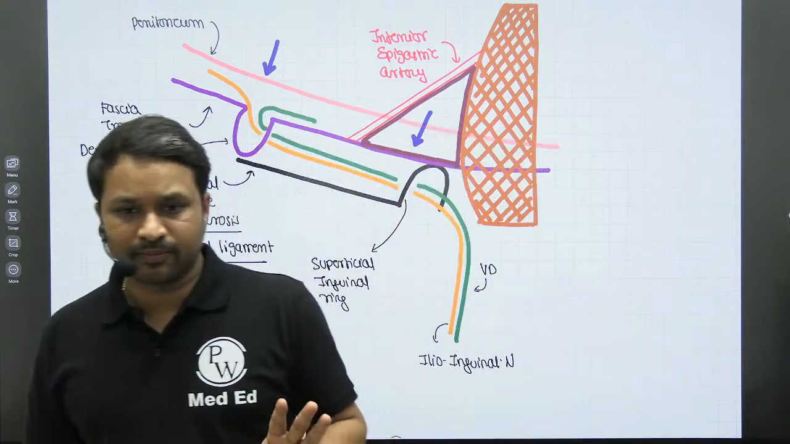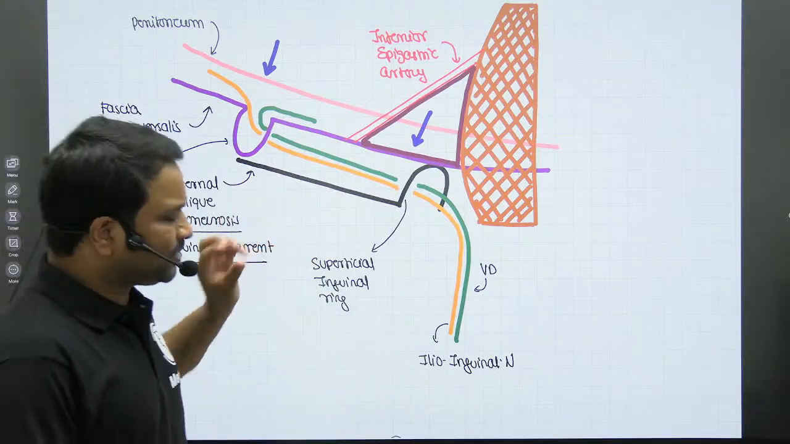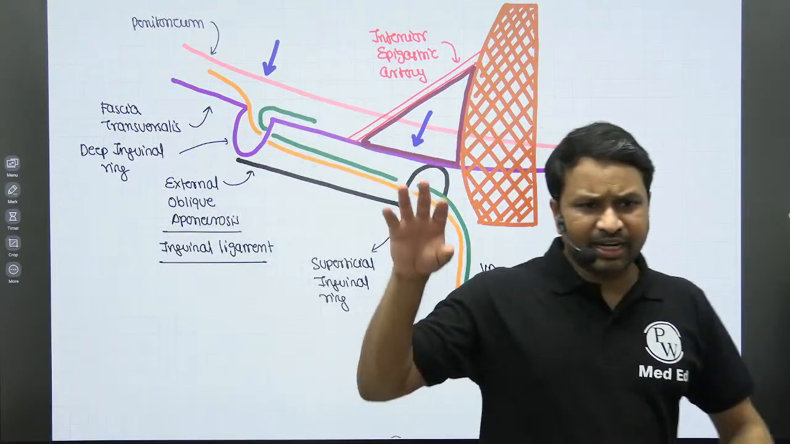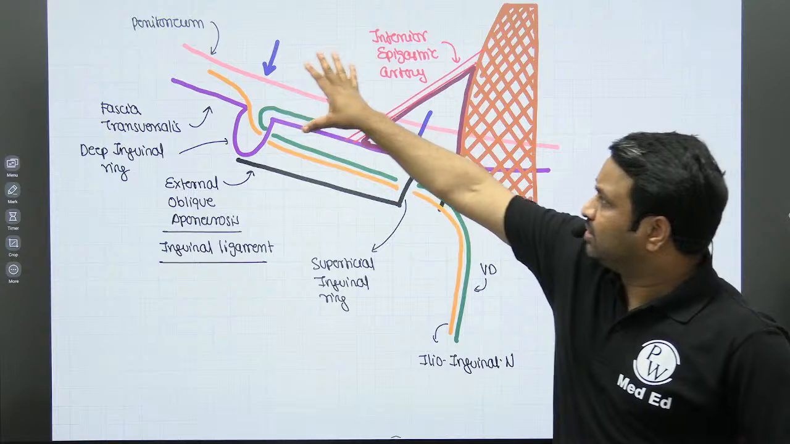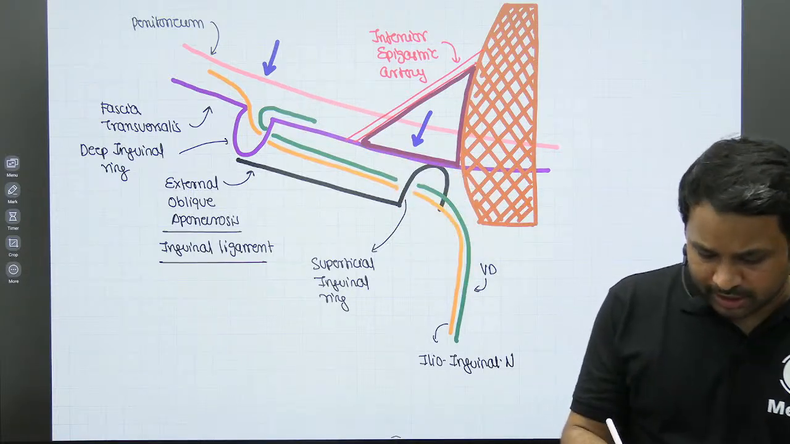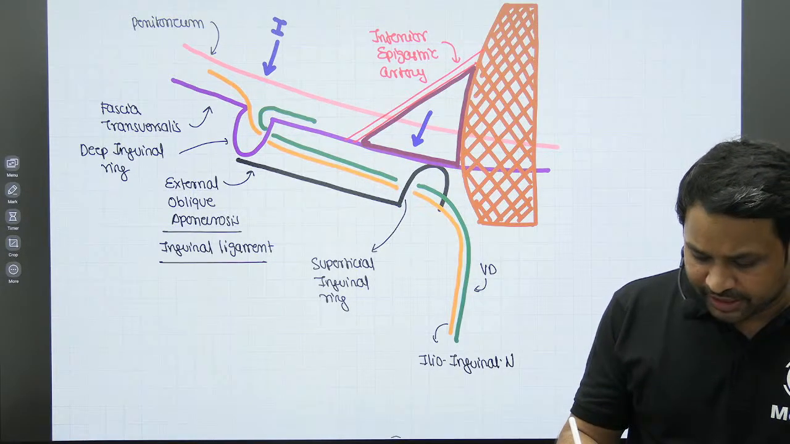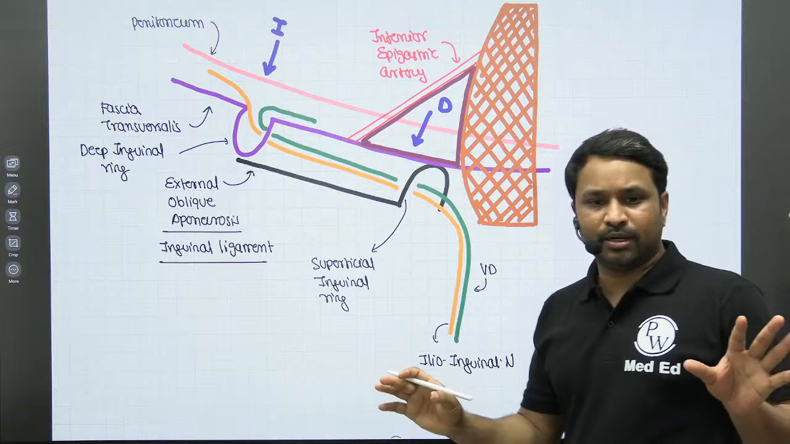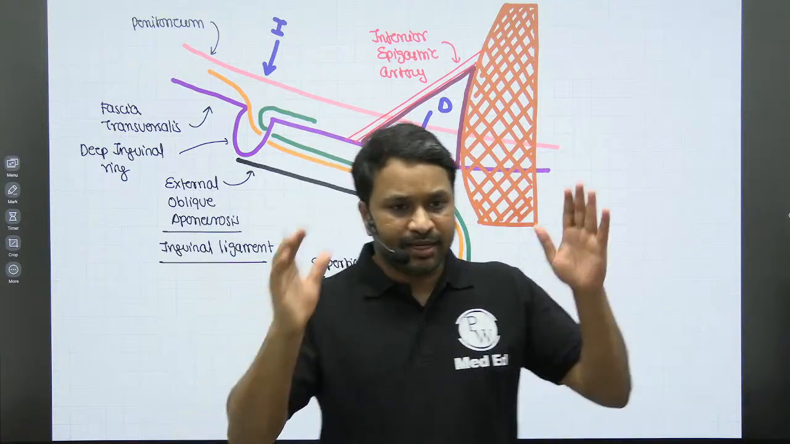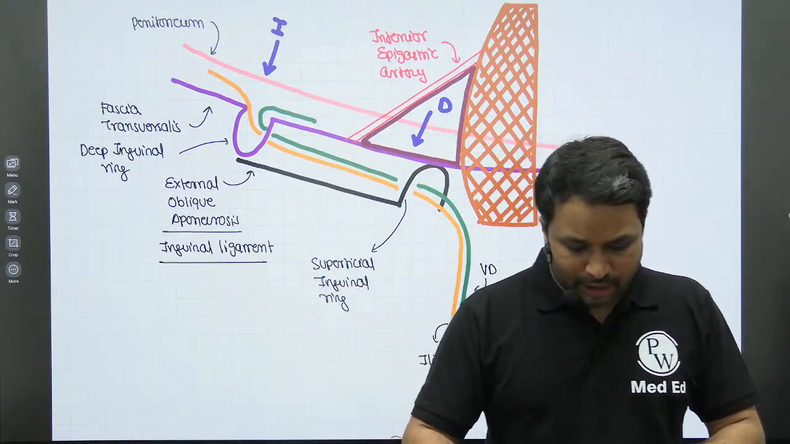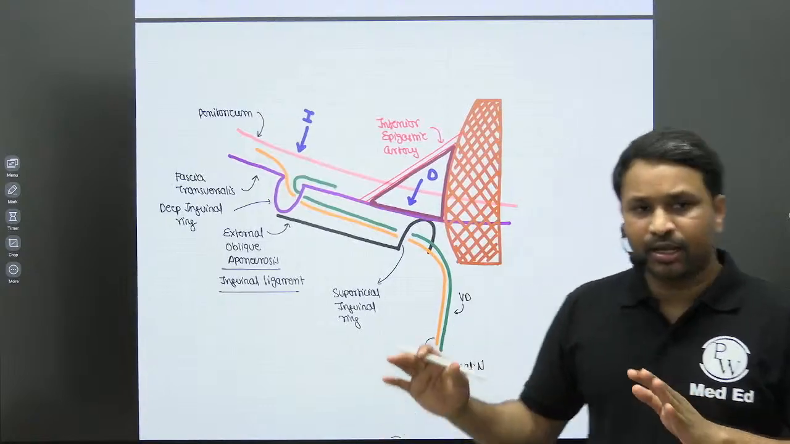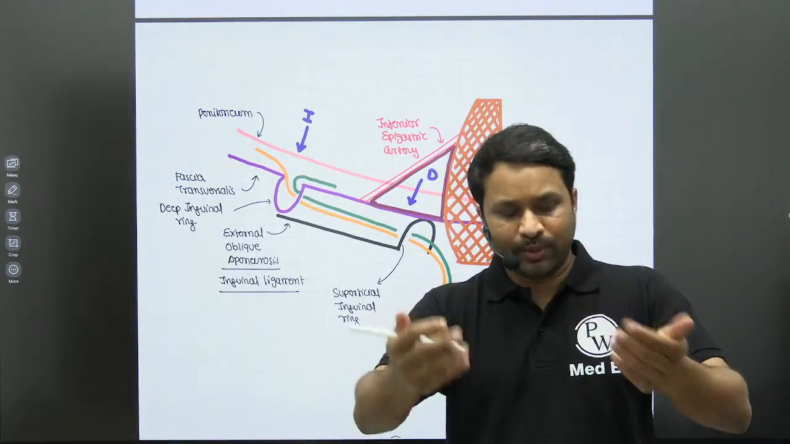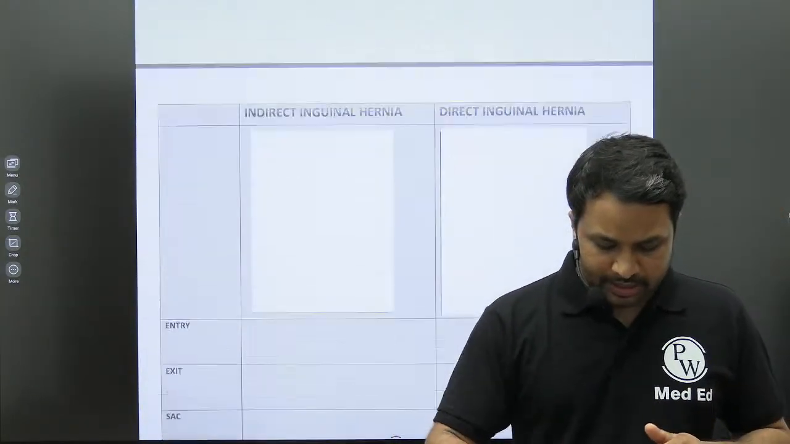That's it. ठीक है? So the concept is very simple: if the hernia arises from this area, it is going to be your indirect inguinal hernia. If it arises from here, it is going to be a direct inguinal hernia. As simple as that. ठीक है? Now we'll keep this particular notion in our head. ठीक है? यहाँ तक clear है? Now we will implement that into a direct and indirect inguinal hernia.